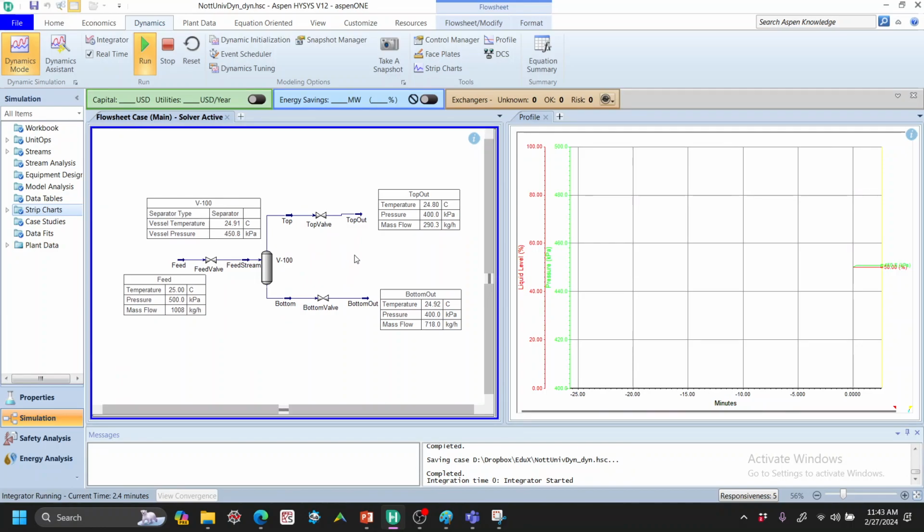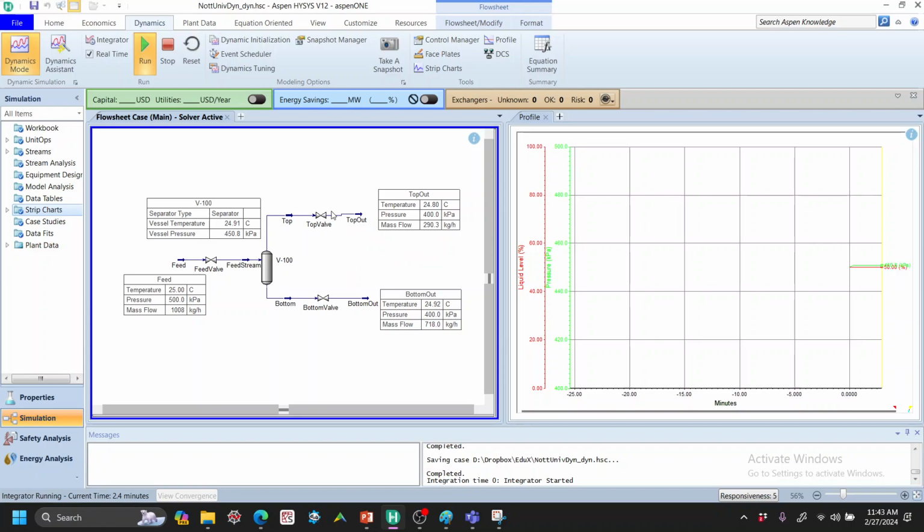Now, we have 450 kPa in the vessel. But if we reduce the pressure here from 400 to 300, for example, that means the pressure drop across this valve will be bigger, right? Now it's about 50. If the pressure drop is bigger, that means we will lose more vapor to the top. That means this pressure will drop, and then the liquid will go up, yeah, to balance that volume.